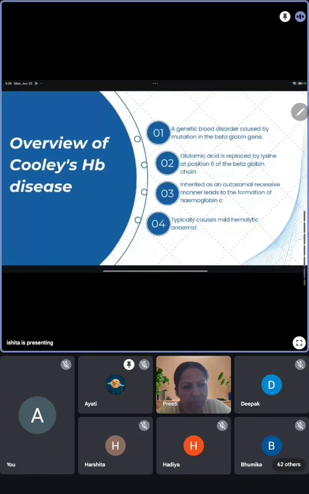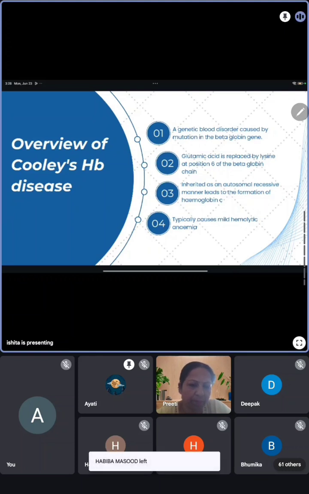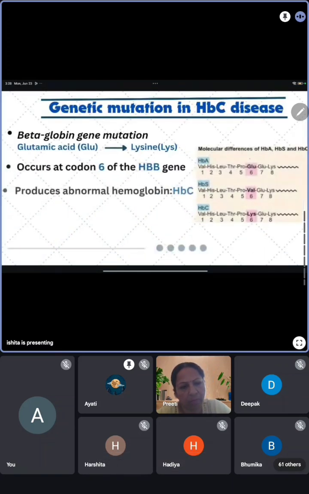So the overview of the Cooley's hemoglobin disease. It's a genetic disorder caused by the mutation in the beta globin gene. Glutamic acid is replaced by lysine at the position 6 of the beta globin chain. It is inherited in an autosomal recessive manner, leads to the formation of a defective hemoglobin C, and it causes mild hemolytic anemia. Now let's see what the genetic mutation in this is.